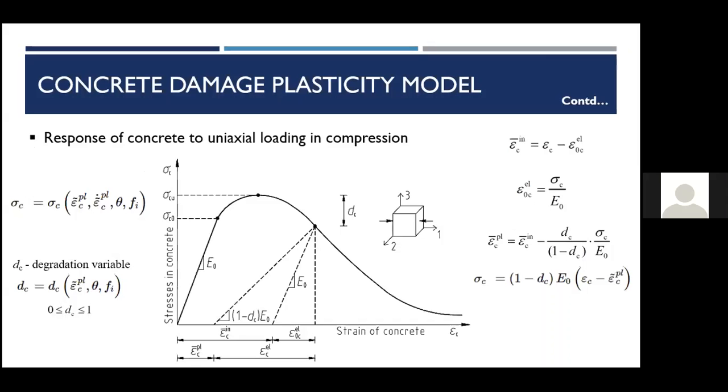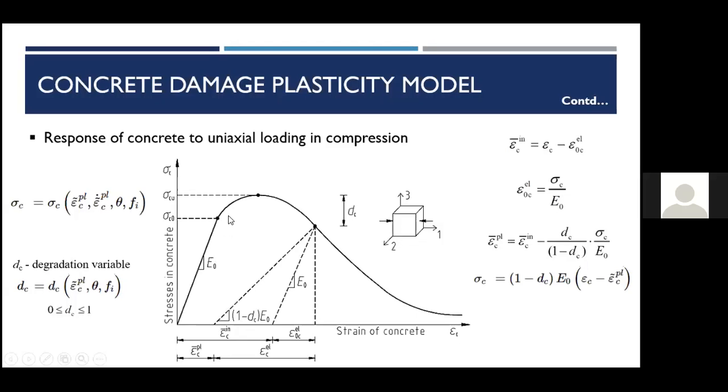Now coming to the response of concrete to uniaxial loading in compression. You have to input the stress-strain relation for concrete. This you will get from experimental data. You can conduct experiments on a cylinder and get the stress-strain relation. Under uniaxial compression, the response is normally linear until the initial yield stress, sigma 0.